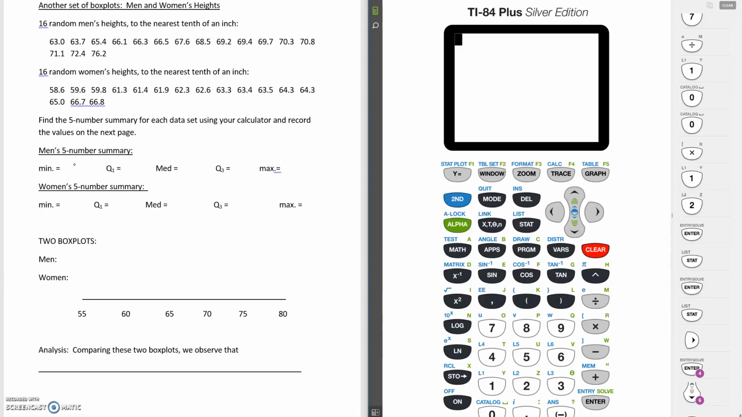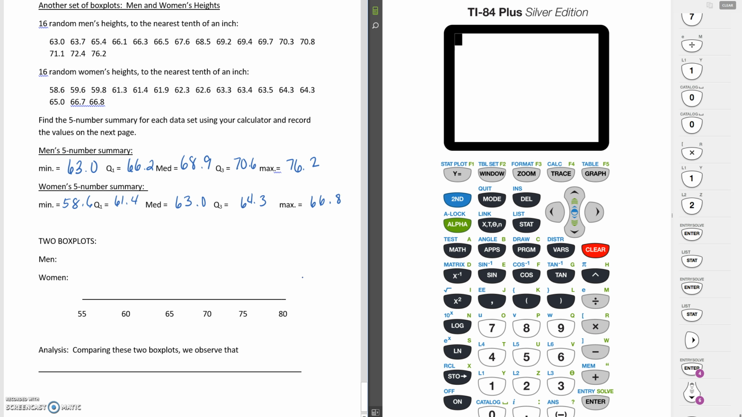So for the men, the minimum is 63. Q1 is 66.2. The median is 68.9. Q3 is 70.6. And the maximum is 76.2. And the women's 5-number summary: 58.6, 61.4, 63, 64.3, and 66.8. And now we would draw these 2 box plots.